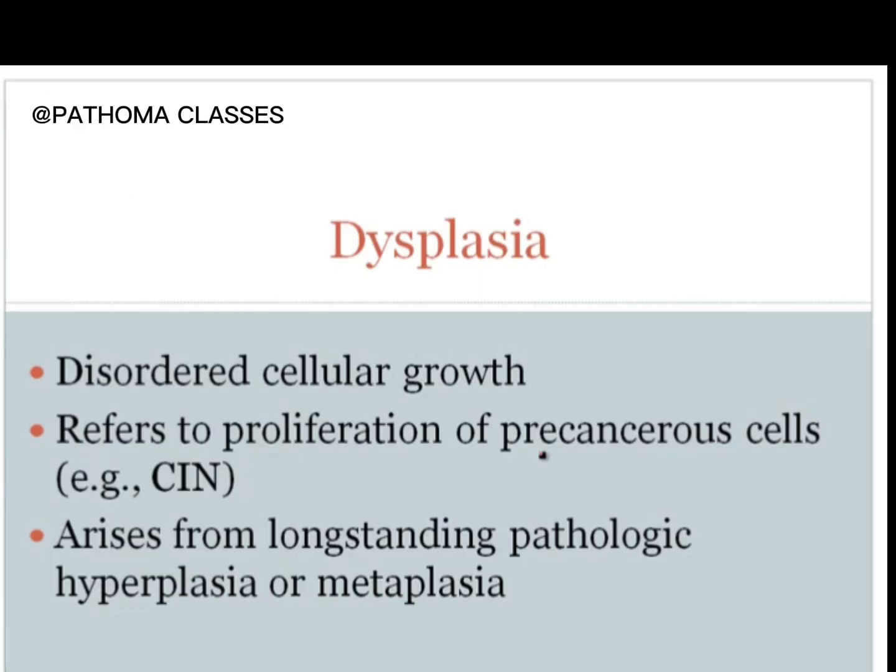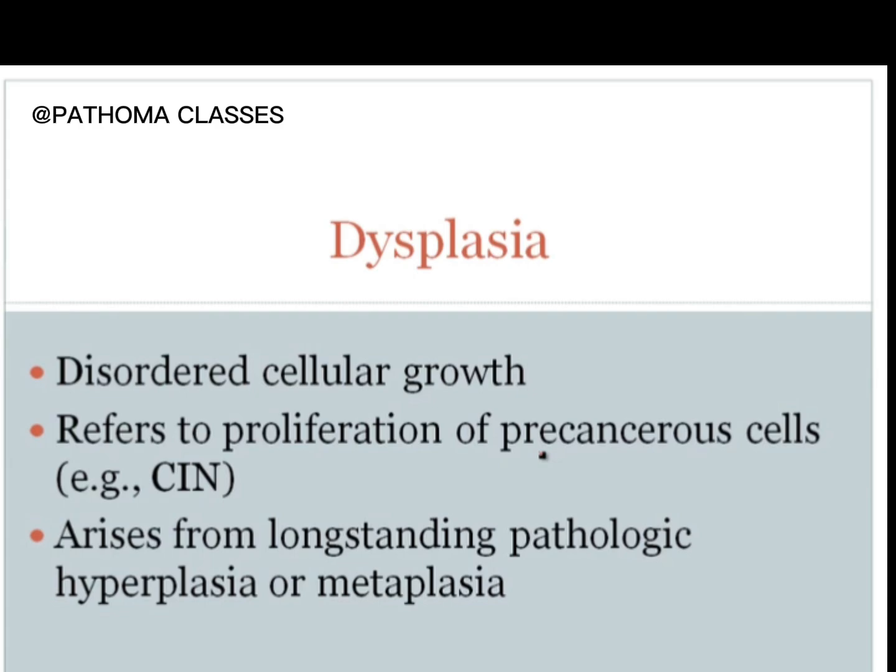The next principle in growth adaptations is dysplasia. Dys means bad and plasia means growth. And the idea with dysplasia is that there is disordered cellular growth. For the most part, the term dysplasia is used to refer to a proliferation of precancerous cells. The classic example of dysplasia is CIN. We're all familiar with this in the cervix, cervical intraepithelial neoplasia. Recall that CIN can be subdivided into three types: CIN1, CIN2, and CIN3. And it's important to remember that CIN is actually dysplasia.